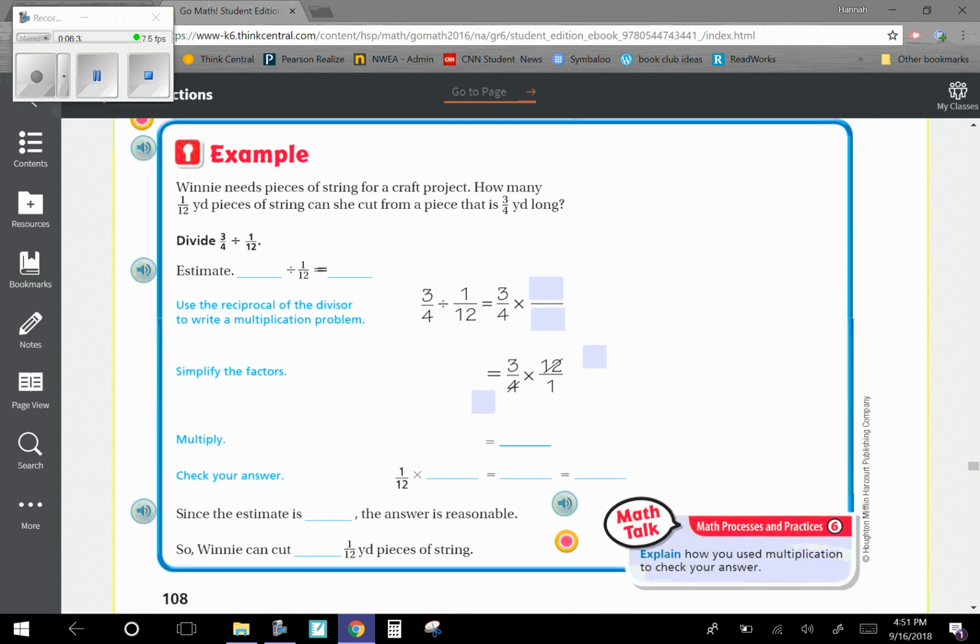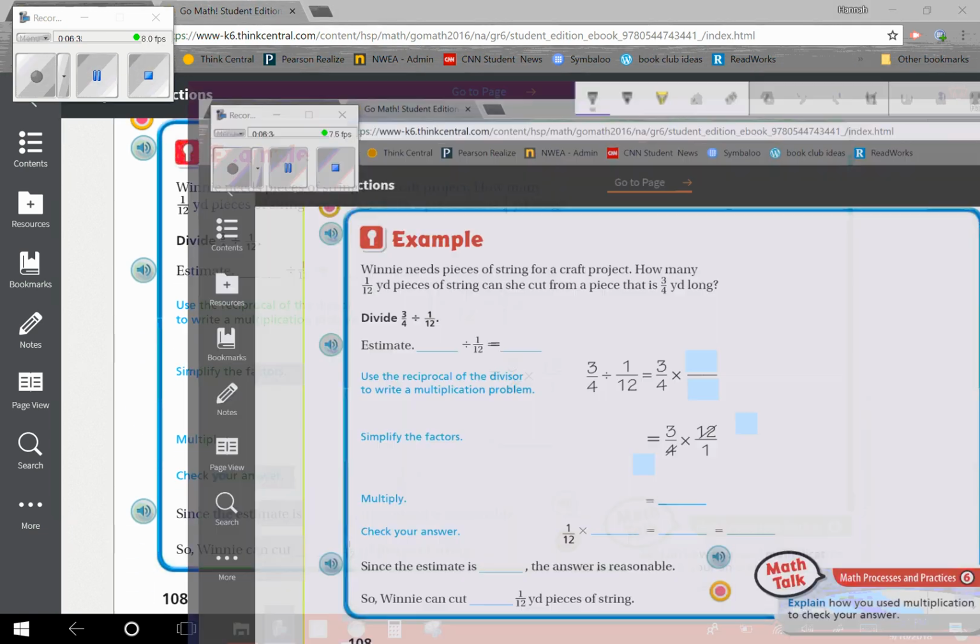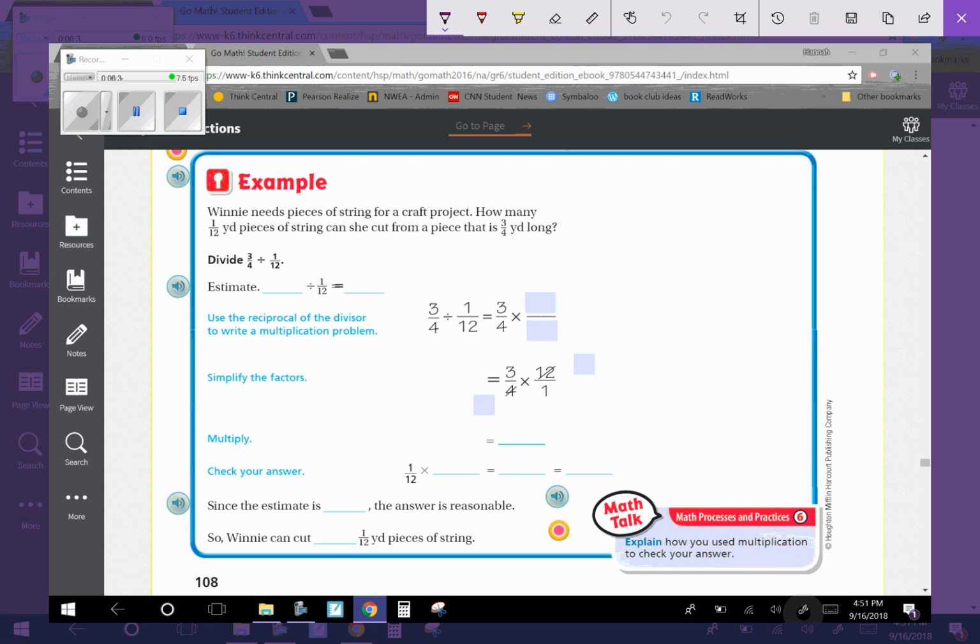For example, Winnie needs pieces of string for a craft project. How many 1/12 yard pieces of string can she cut from a piece that is 3/4 yard long? So here we're taking 3/4 divided into 1/12 pieces. So if we're going to estimate that, if we take 3/4, we can think that's pretty close to 1. If we divide it into 1/12 pieces, we're going to have 12 pieces. So our estimate is 12.